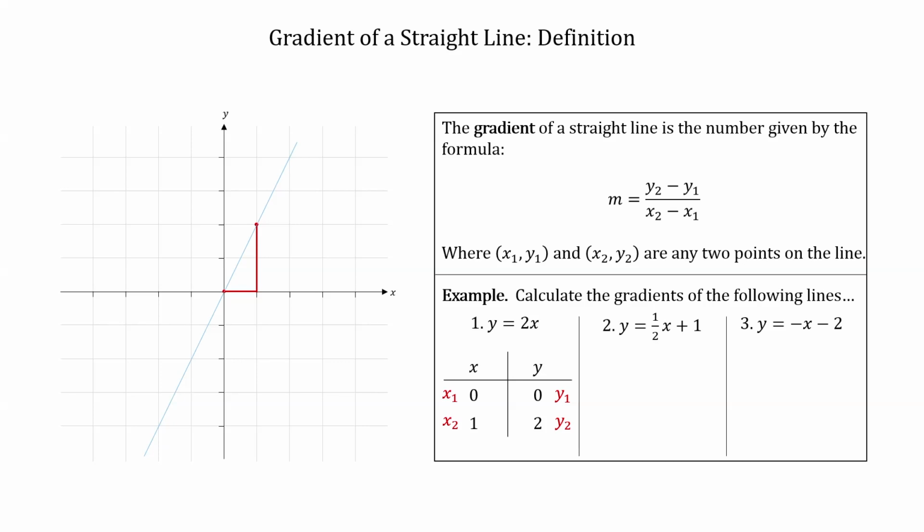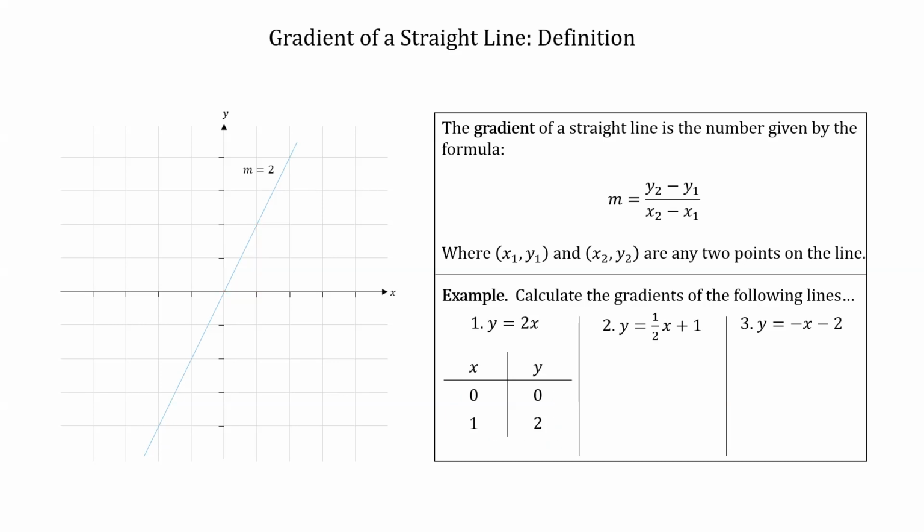Now the gradient by definition is just the vertical length divided by the horizontal length. So what is that in this case? Well, you can see from the triangle, or you can look at y2 and y1 and x2 and x1, and you can deduce that it's 2 divided by 1. So we have 2 minus 0, which is 2, and 1 minus 0, which is 1. So 2 divided by 1, which is of course just 2. So m equals 2 for this blue line.